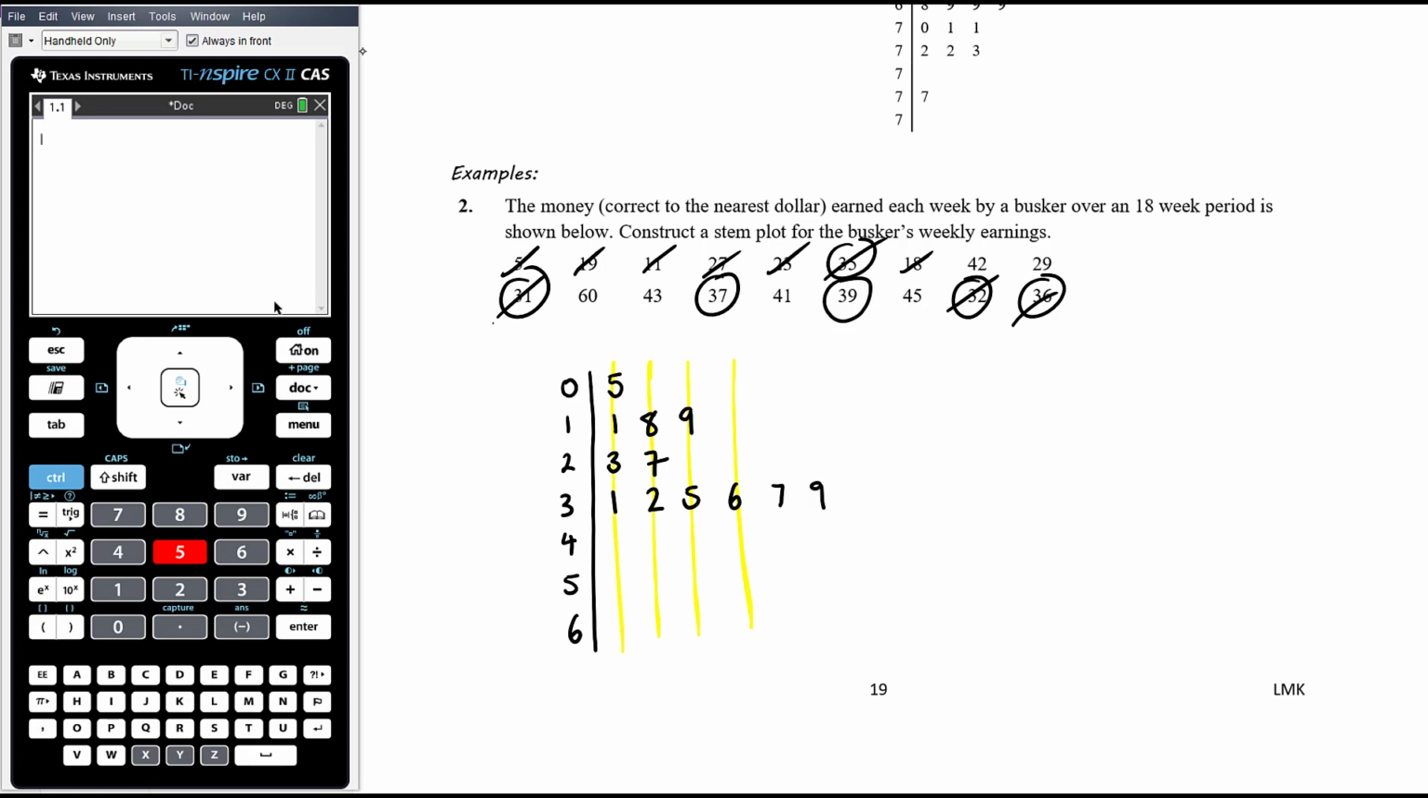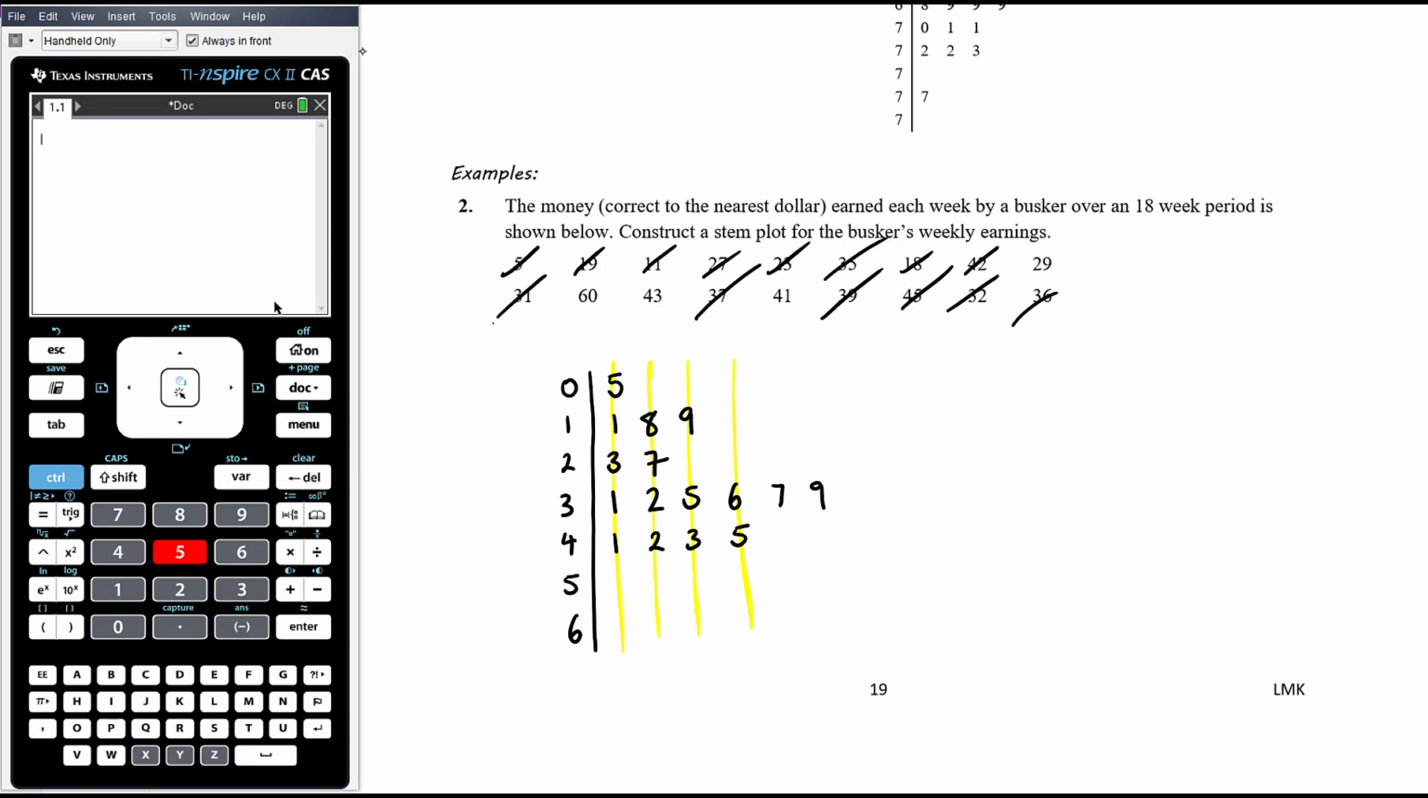Trying to maintain even spacing between the numbers. All right, so we've done all of those. Now we want the numbers in the 40s. We've got 42, 45, 41, 43. Okay, so we've got 41, 42, 43 and 45. So 1, 2, 3 and 5.